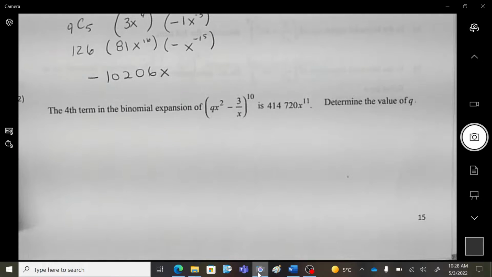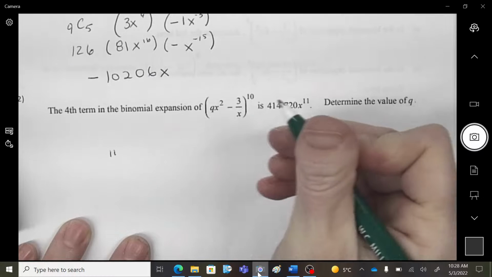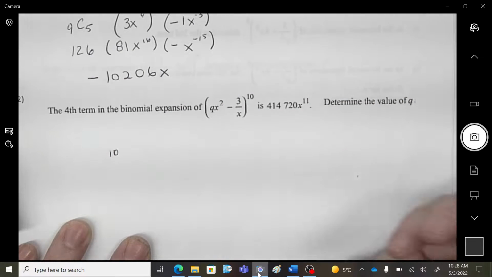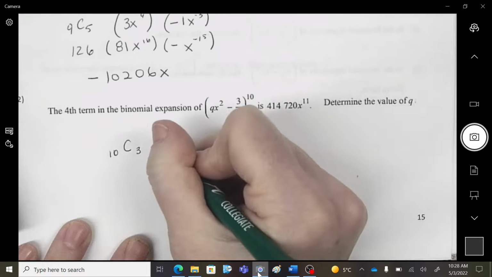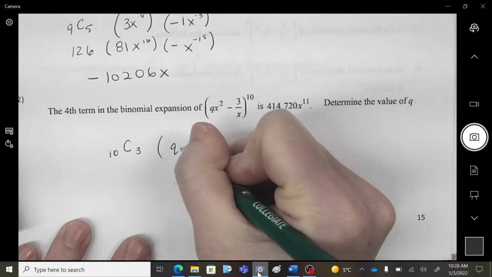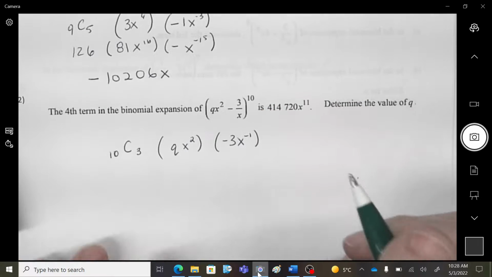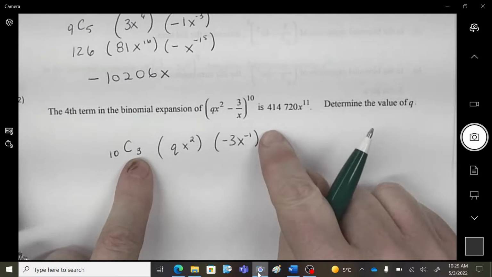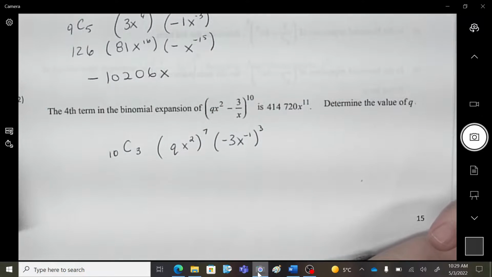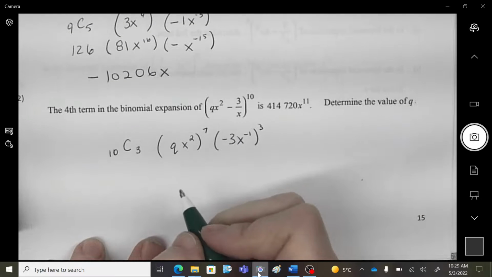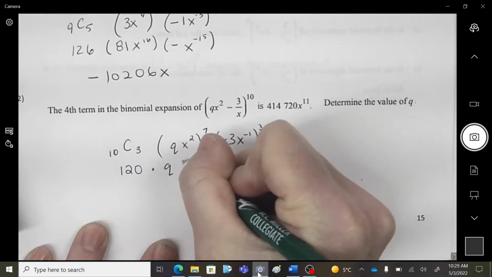Determine the value of q. Okay, so if I was to set this up, the first thing would be a 10 exponent, choose 3. And then the first unit, the second unit, I'm going to write with a negative 1 exponent. So this always matches that. And then the subtraction is that.